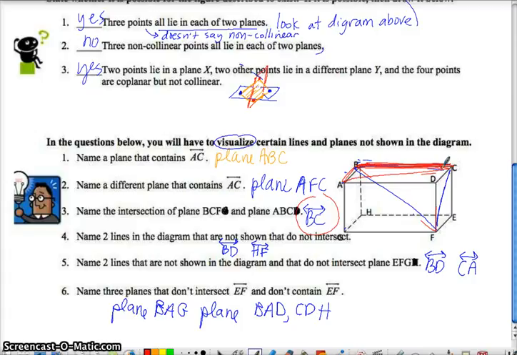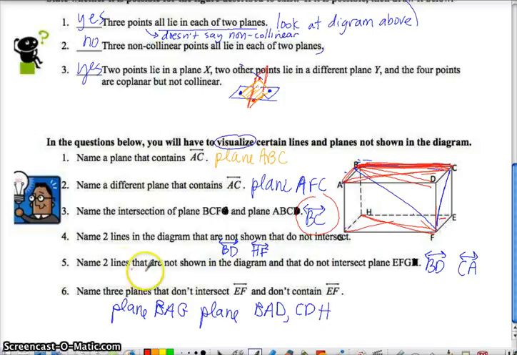Number 4, name 2 lines in the diagram that are not shown that do not intersect. So 2 lines that are not shown that do not intersect, like BD and HF. If these two planes are parallel, then these 2 lines will never intersect. Or you could have said AC and GE.